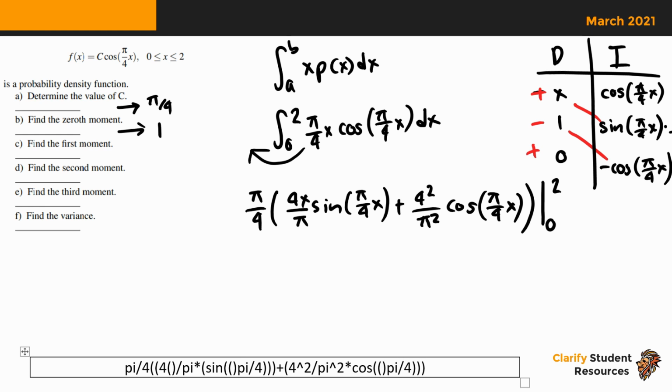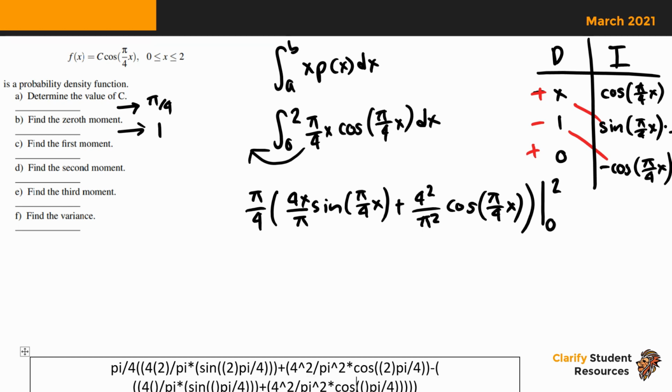So now what I want to do is copy this entire expression, not including the pi over 4, because that's on the outside. And then I'm going to reuse it after I plug in the limit. So I know that this is the upper limit, so I plug in 2 into where all the blank spots are. And then now I'm going to subtract an empty bracket and paste what I copied earlier. And then I'm going to plug in 0 for my blanks.